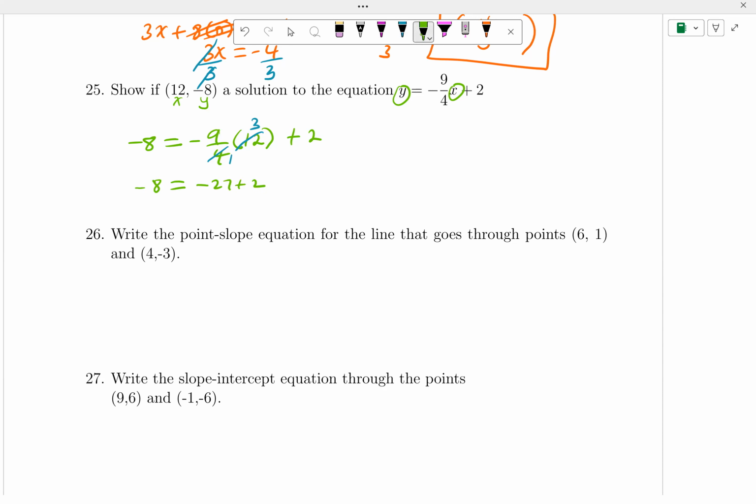Is that going to equal -8? I think it fails. -8 equals -25. Ooh, that's false. It failed. So if it fails, the left side does not equal the right side. It's a false statement. So you're going to say it's a false statement. Therefore, this is a symbol for therefore in math, by the way. 12 - 8 is not a solution.